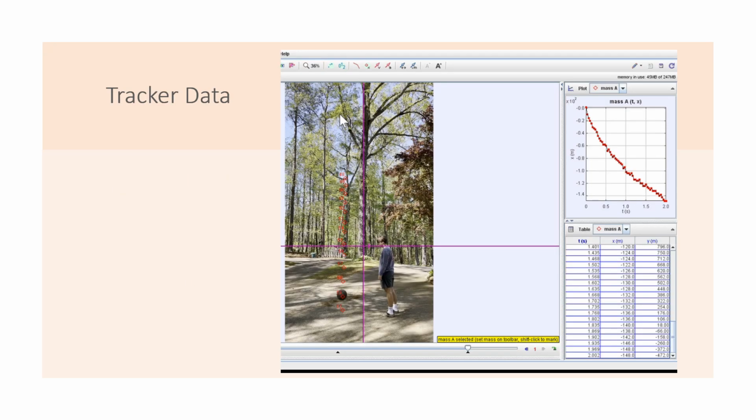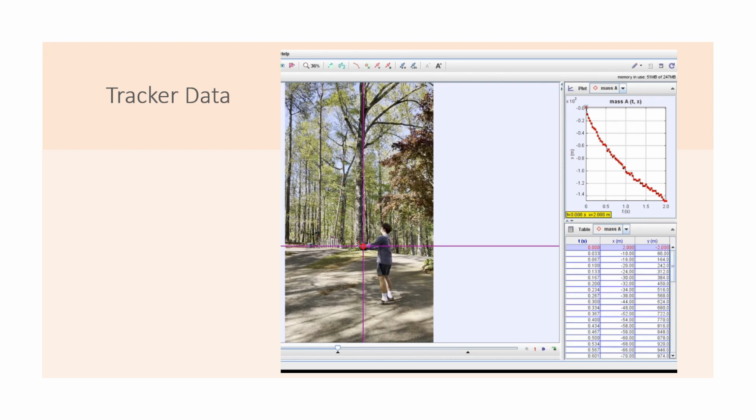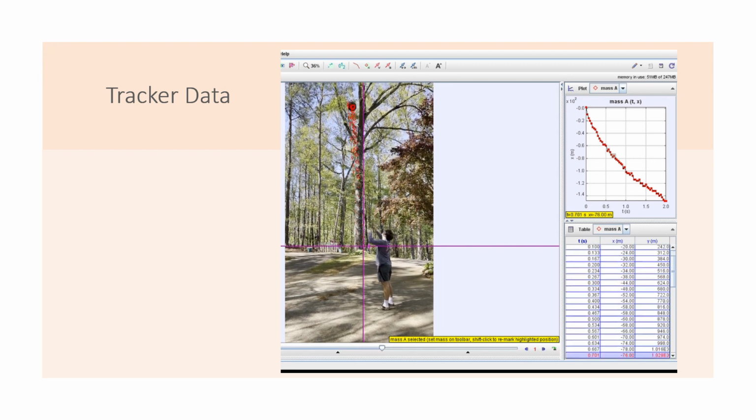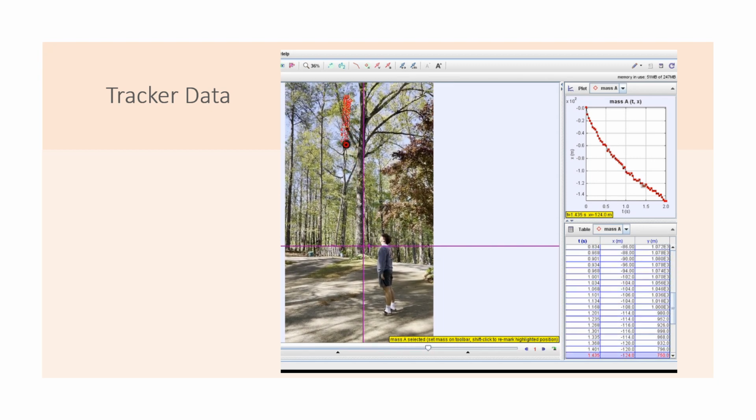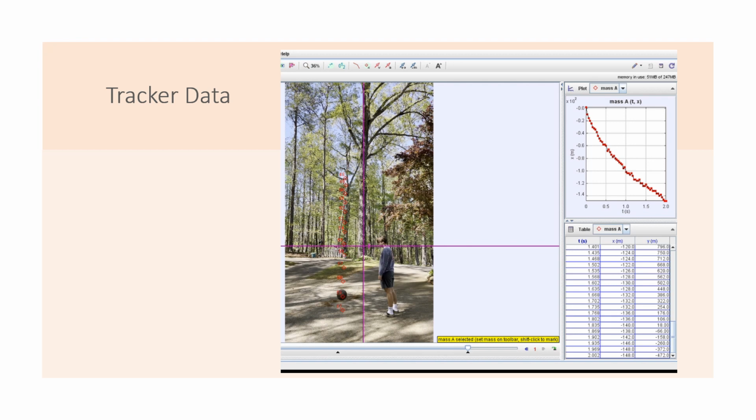Here is my Tracker data. First, I changed the frame rate to match the frame rate of my phone, which was roughly 0.03 seconds. Then I centered the axes around the ball's initial position. Then I placed a marker in the center of the ball once per frame to track the motion. And on your right, you can see the graph of the points that I plotted and the data in the table that goes alongside that.